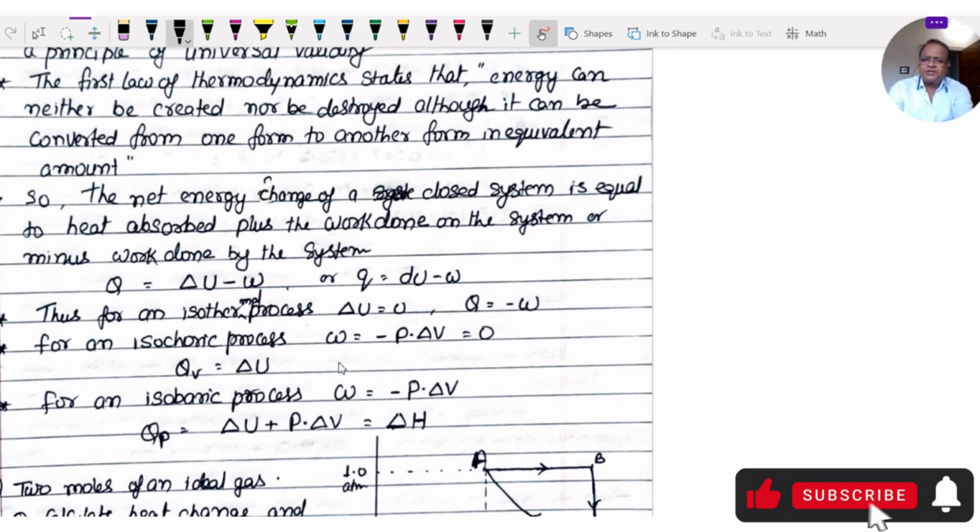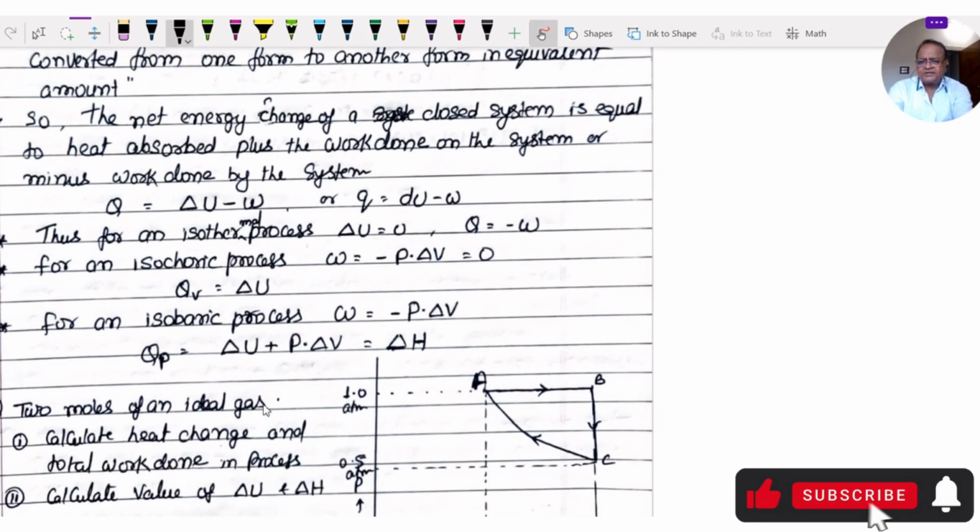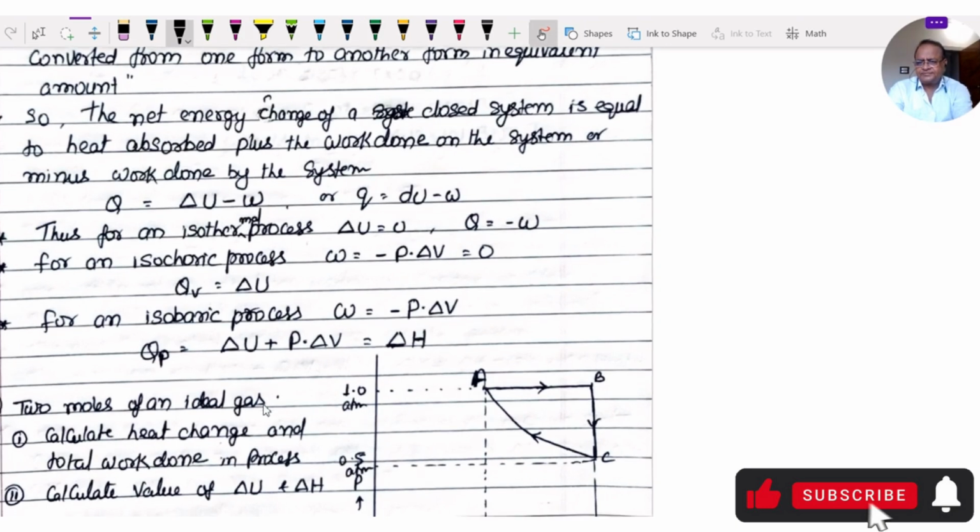For an isochoric process, W equal to minus P delta V equal to 0, so QV equal to delta U. That means the heat change in an isochoric process is equal to the change in internal energy. Here V stands for constant volume. For an isobaric process, W equal to minus P delta V, so QP equal to delta U plus P delta V, or delta H. Hence for an isobaric process, the heat change is equal to the change in enthalpy.